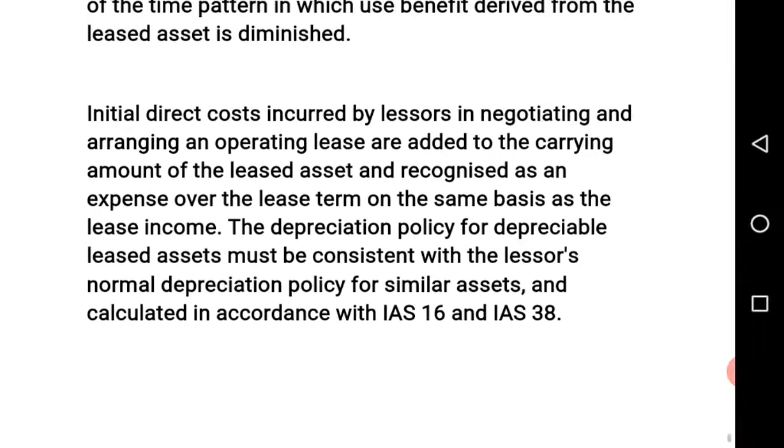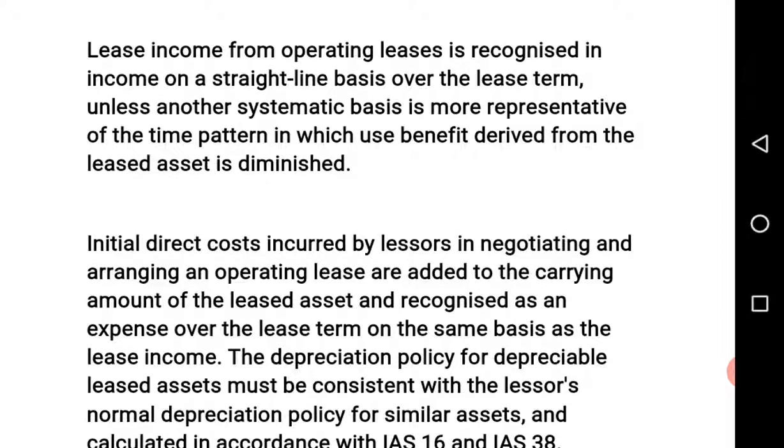So that's the end of our part 2. In the next class we'll move over to part 3 of lease, which would be treatments relating to the current IFRS standard on lease.